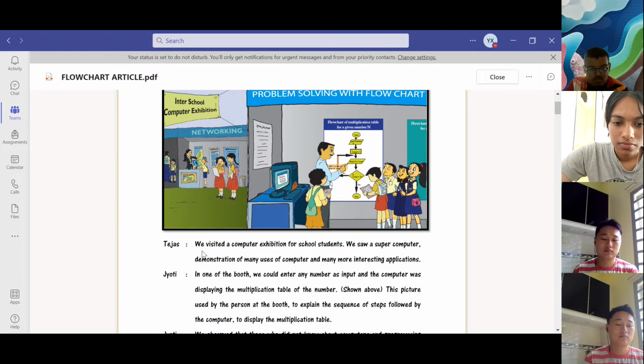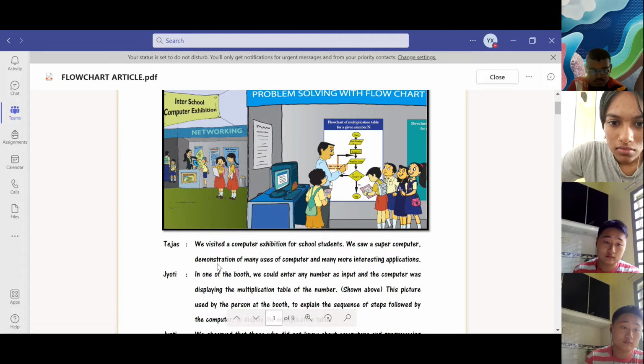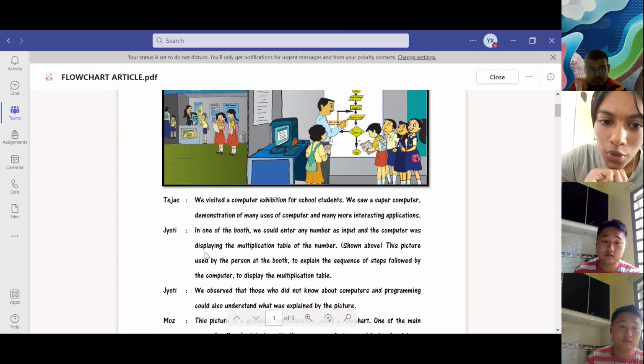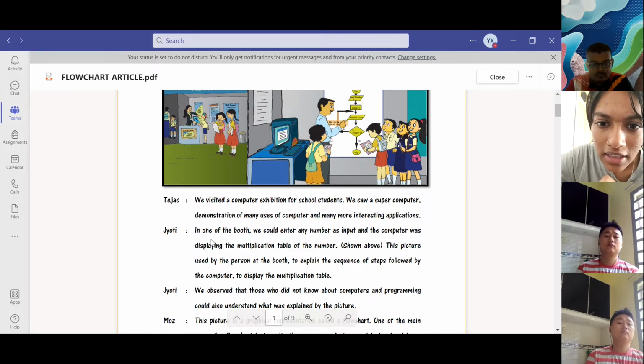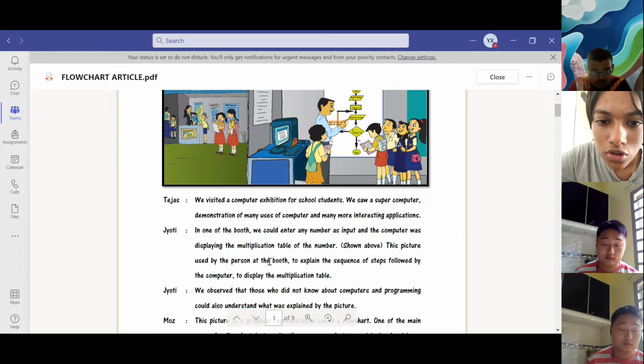We visited a computer exhibition for school students. We saw a supercomputer demonstration of many uses of computer and many more interesting applications. In one of the booths, we could enter any number as an input and the computer was displaying the multiplication table of the number shown above. This picture was used by the person at the booth to explain the sequence of steps followed by the computer to display the multiplication table. We observed that those who did not know about computers and programming could also understand what was explained by the picture.